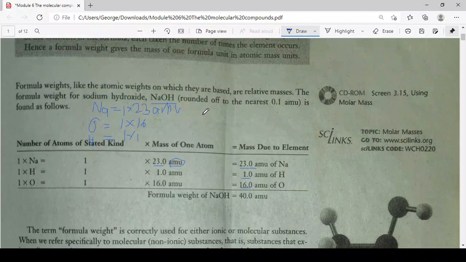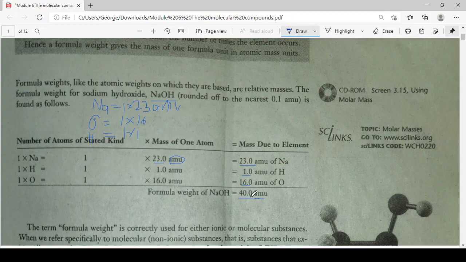Therefore, the total formula weight of our sodium hydroxide is 40, because 23 plus 1 plus 16 is equal to 40. 23 plus 1 is 24, 24 plus 16 is 40. Therefore, we have 40 atomic mass units.